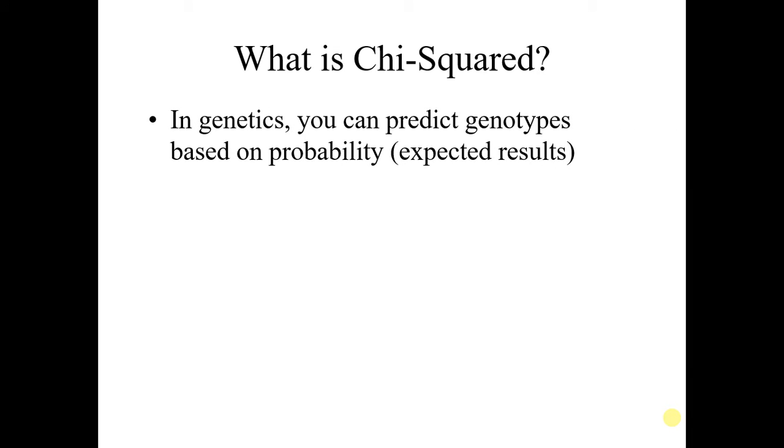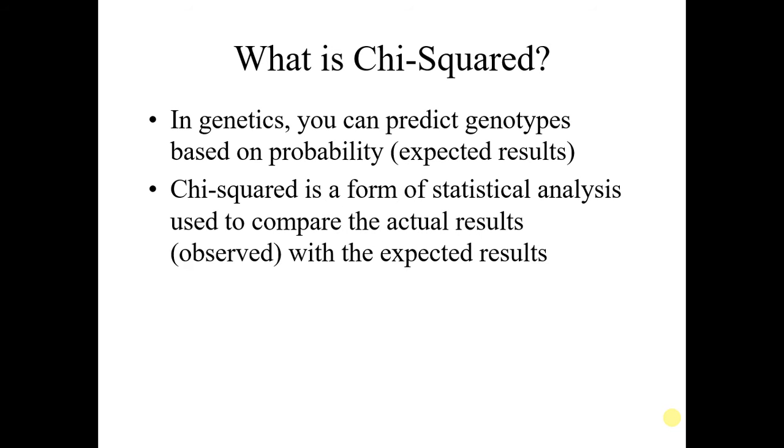So a chi-square test can be used in genetics, and we'll use it in other places in third quarter. You can predict genotypes based on probabilities. What are the expected results? The chi-square test is a form of statistical analysis that we use to compare the actual results, so like the pea plants that were actually raised from seedlings, what we observed, with what we expected from a Punnett square.